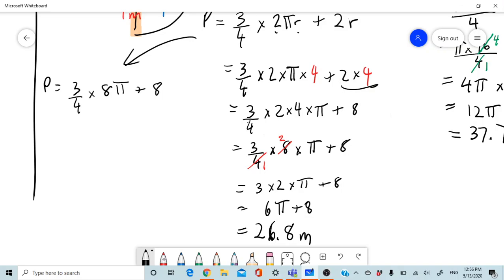Sometimes it gets a bit confused, it's easy to make mistakes if you type in too much. But just type that into calculator, and yes, it does come up. I'll show you what you type into calculator. P equals 3 divided by 4 times by 8 times by pi and plus 8. So type that into calculator, and you get 26.8 meters.